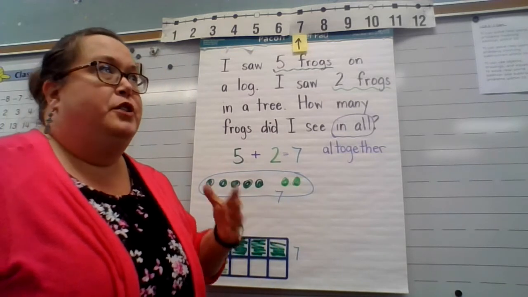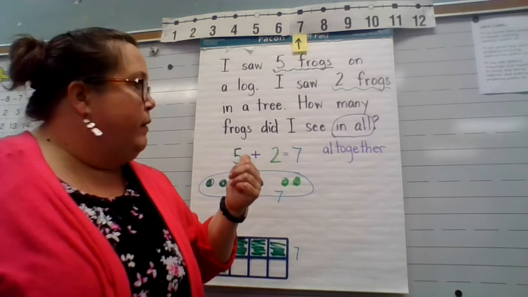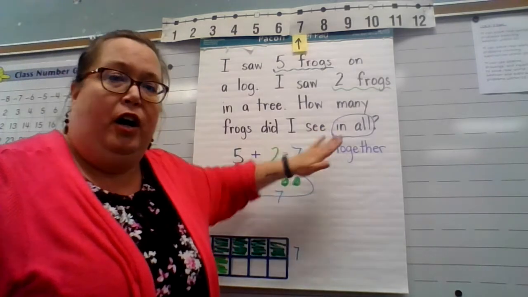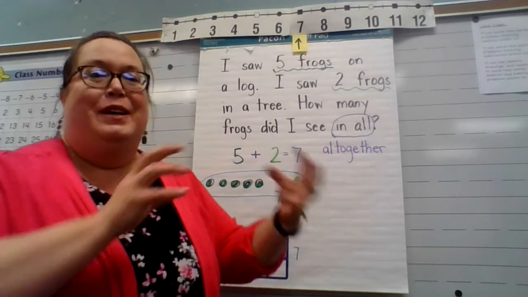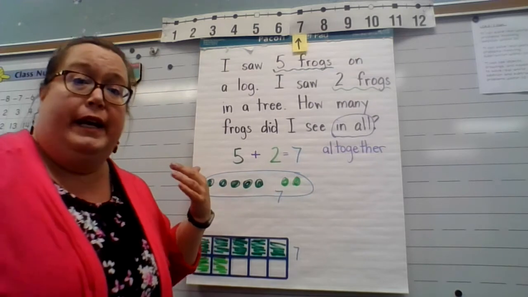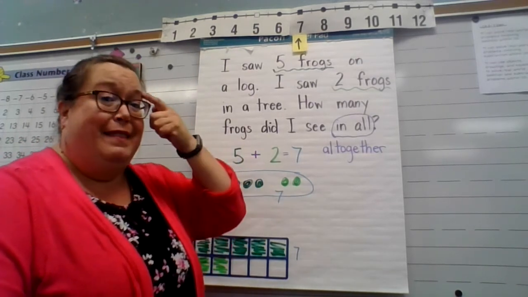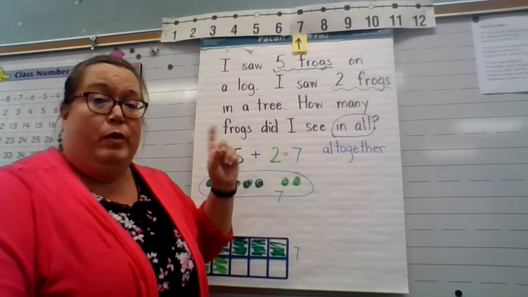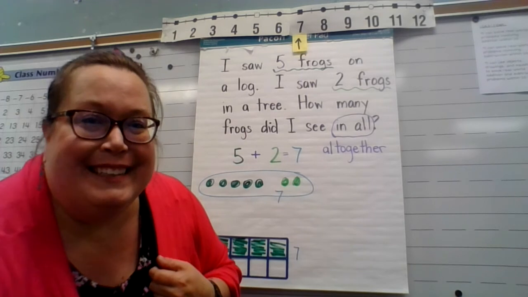The trick is to be thinking about what you are reading. Okay? In all means putting things together. All together means putting things together. Okay? So make sure that when you are working on a story problem that you are using your brain and thinking about what you're reading, what you're seeing, and what you're doing to figure out the answer. Okay? Good job.